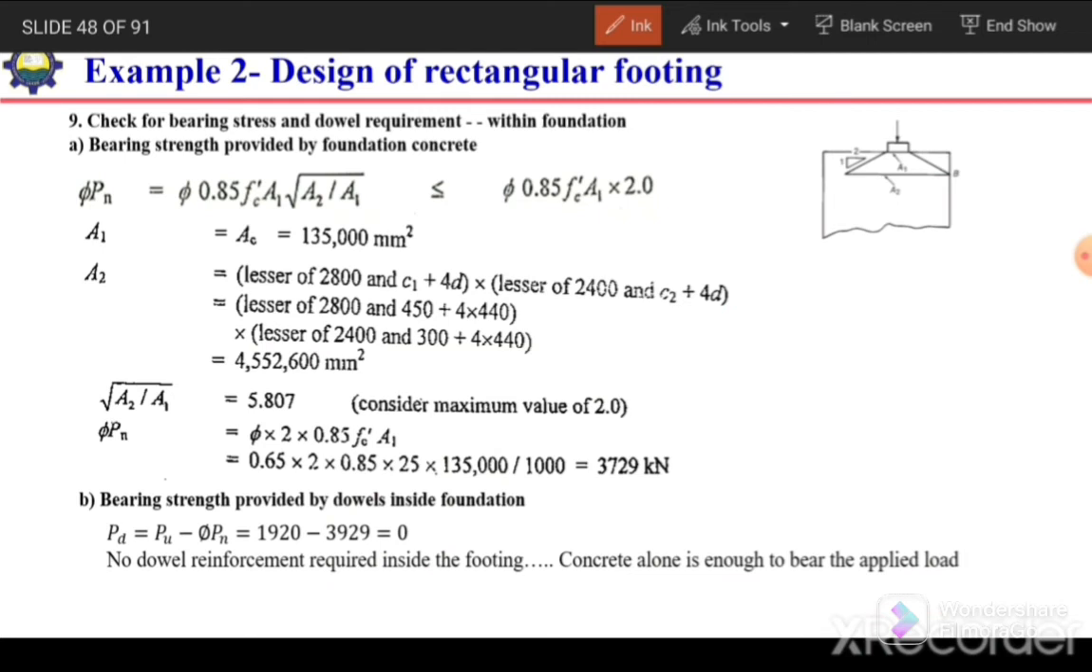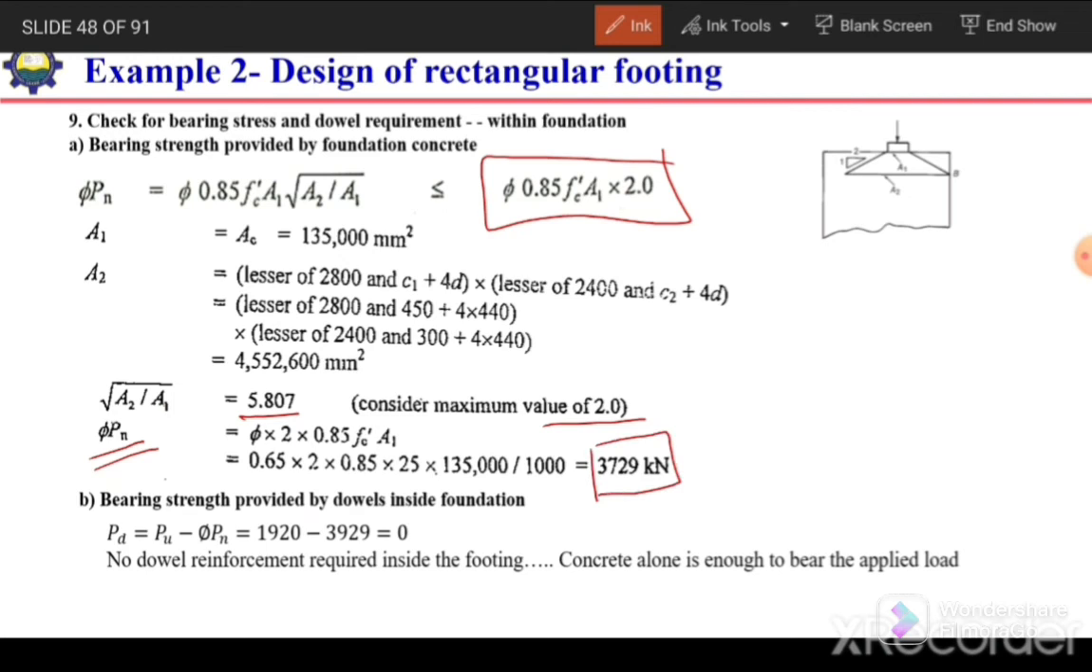Okay, so this area A2 and A2 over A1 ratio, square root of that comes out to be 5.81, and it should be less than 2. So we can use this expression to calculate the phi Pn, the bearing strength provided by the footing concrete, and it comes out to be 729 kilonewton.